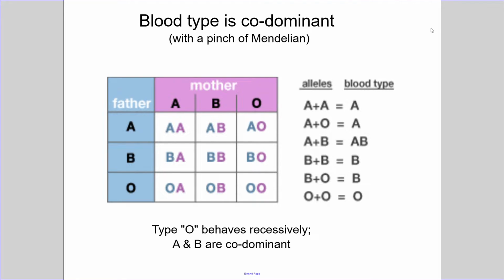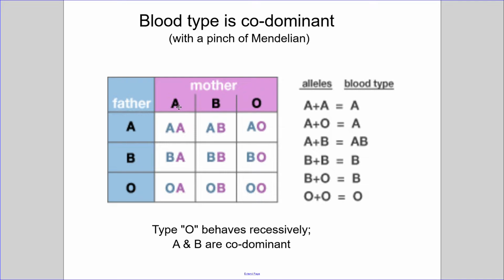Blood type. So blood type is really interesting because it's mostly codominant, but there is actually a little Mendelian going on as well. So there's some codominant alleles, but also a recessive allele. So for any human blood type, there are three main alleles: an A allele, a B allele, and an O allele. The A and the B alleles behave codominantly, while the O allele is recessive.